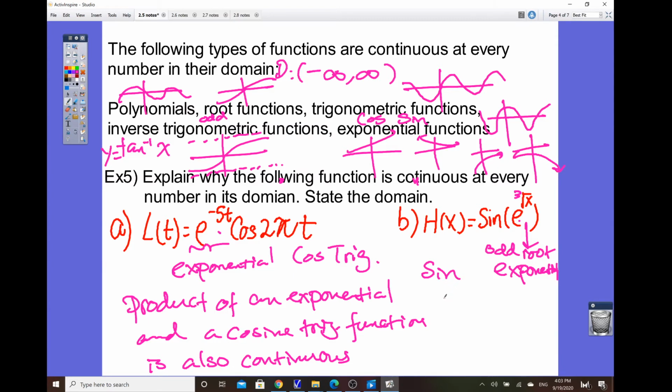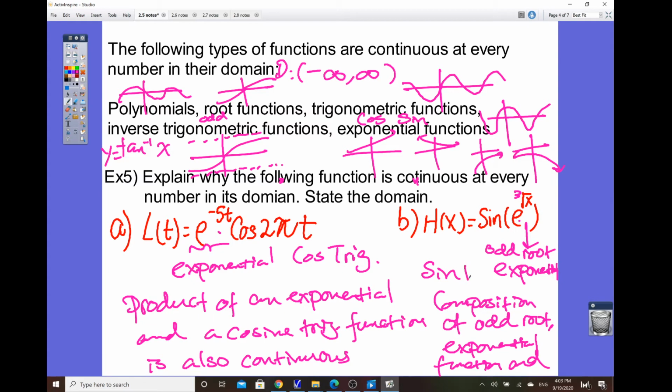So the composition of the odd root, exponential function, and sine trig function. Therefore, the function is considered continuous from negative infinity to infinity. So basically that just describes what's happening here. Again, this one is supposed to be cube root, not square root. If that's a square root, there's a restriction.